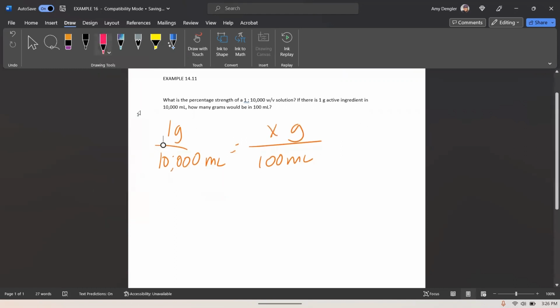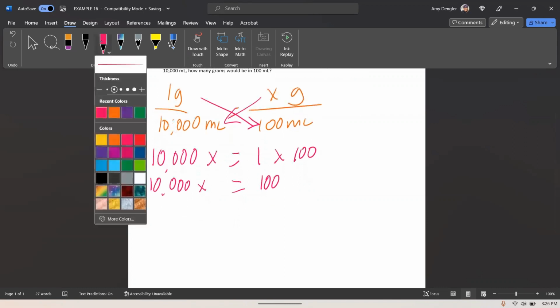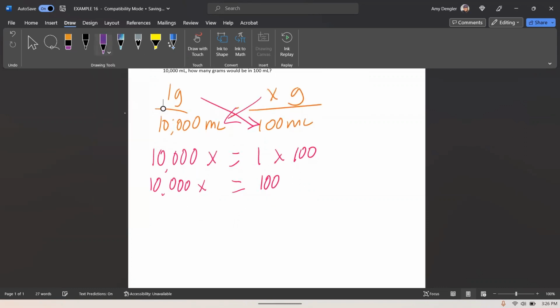So we're gonna rewrite it. Do a proportion, so 10,000 x is equal to 1 times 100, which is just 100. And we want to get the x alone, so to do that, we are going to divide each side by 10,000 to get rid of it. So I just have x here.